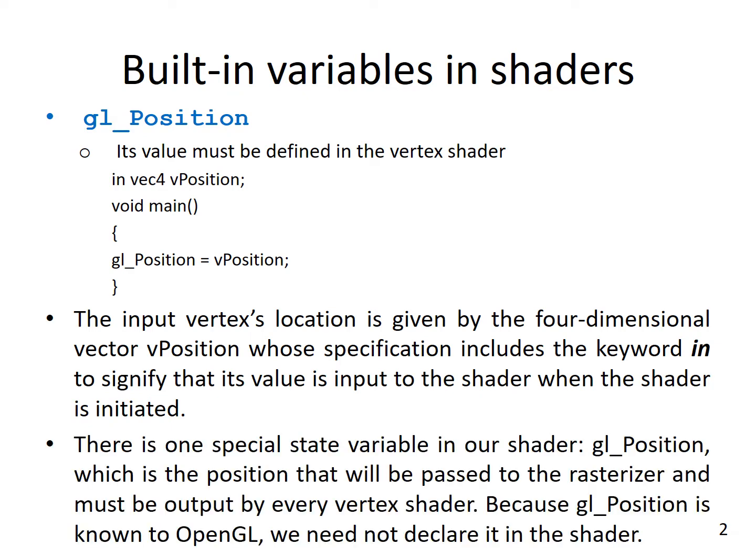There is one special state variable in our shader, gl_Position, which is the position that will be passed to the rasterizer and must be output by every vertex shader. Because gl_Position is known to OpenGL, we need not declare it in the shader. Notice here that there is no definition of gl_Position. It's a predefined built-in variable.